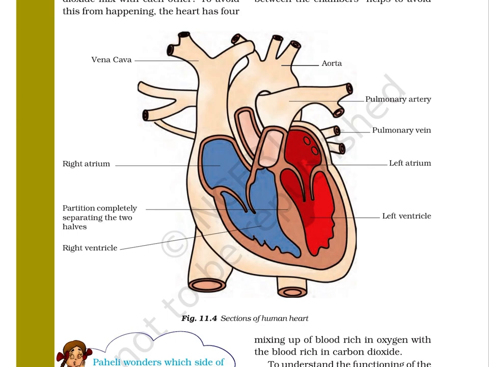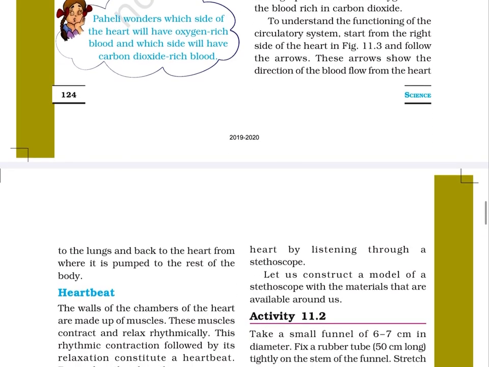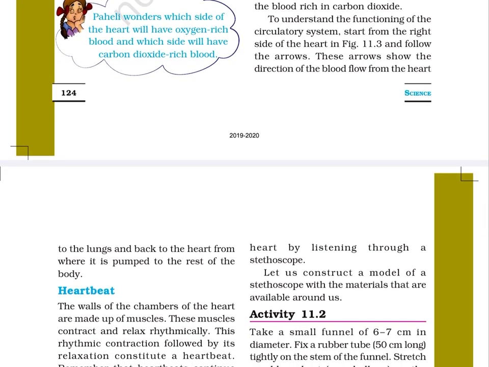There's a thought bubble given here. A picture of Paheli is next to it. Paheli wonders which side of the heart will have oxygen-rich blood and which side will have carbon dioxide-rich blood. To understand the functioning of the circulatory system, start from the right side of the heart in figure 11.3 and follow the arrows. These arrows show the direction of the blood flow from the heart to the lungs and back to the heart from where it is pumped to the rest of the body.